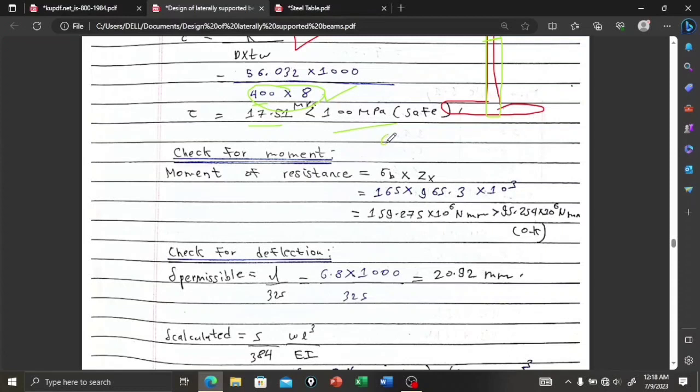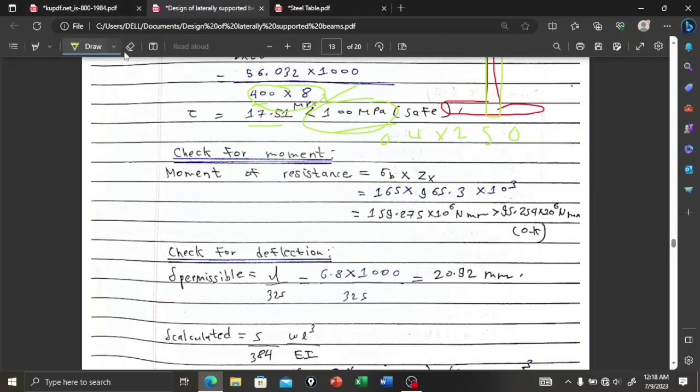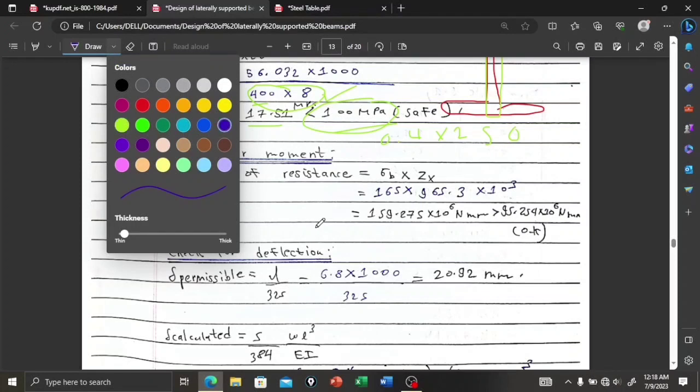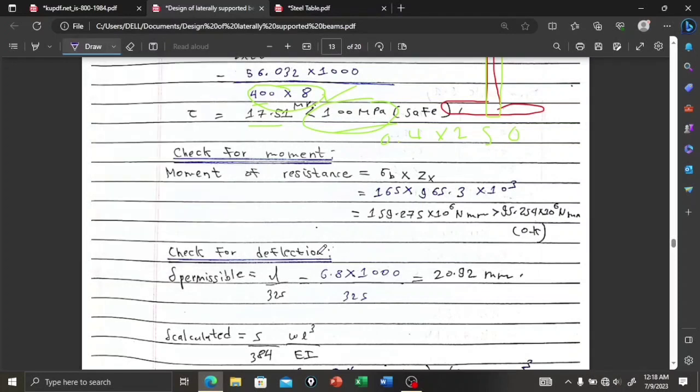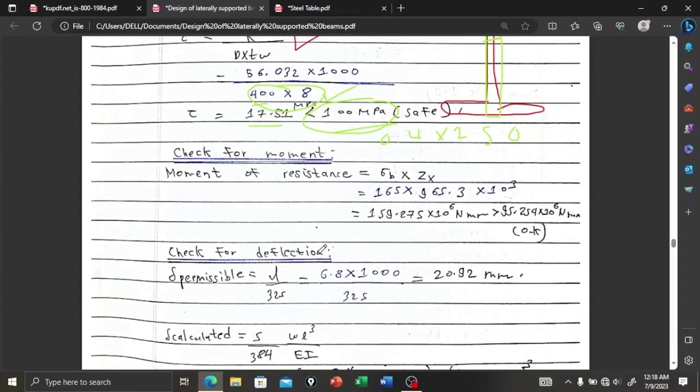This is 0.4 into Fy, Fy is 250. 0.4 into 250 is 100. Now check for deflection. Del permissible is L by 325. L is 6.8, to convert into millimeter multiply by 1000. So it is 20.90 millimeter.